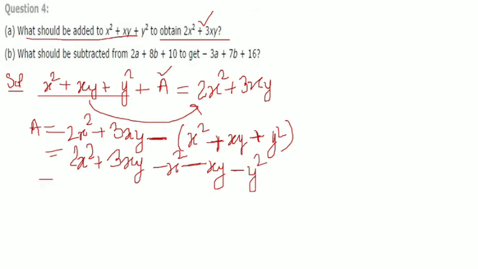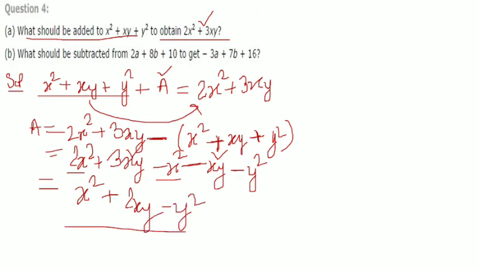Now solve the like terms. 2x square minus x square will simplify as x square. 3xy minus xy will give you 2xy. And the last part is minus y square. This is the required expression to be added.